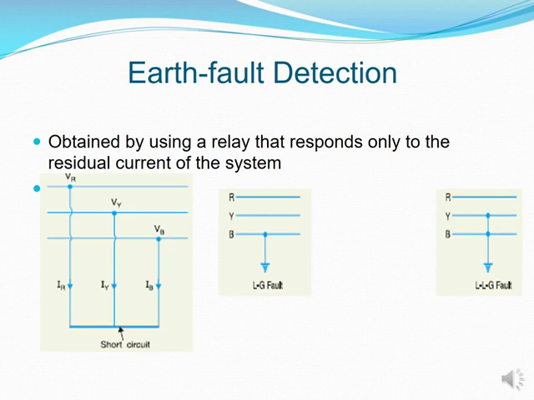Then we have our earth fault detection, and this is obtained by using a relay that responds only to residual current in the system. And what is residual current in the system? That is an electric current which flows briefly in a circuit after your voltage is reduced to zero. And why would you have voltages reduced to zero in your system? It could be due to the momentum of your charge carriers. So when there was a charge going in the system, it could have been from lightning, and then your voltage would all of a sudden be reduced to zero, and that's where our earth fault detection should come in.